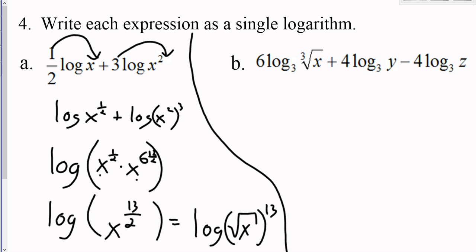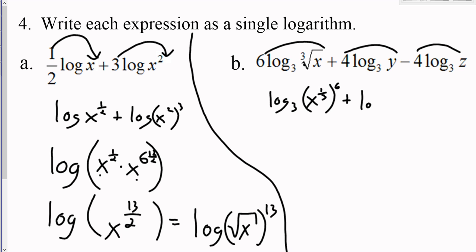Now in part B, again, I like to express things as a fractional exponent on that one, and I'm going to raise all these things and put them to the power here. So I have log base 3 is going to be x to the 1/3 to the 6th power plus log base 3 y to the 4th minus log base 3 z to the 4th.